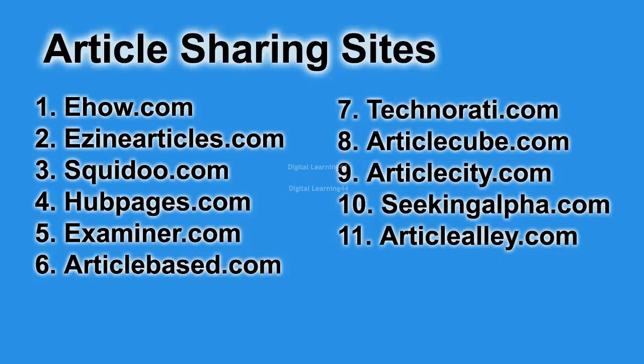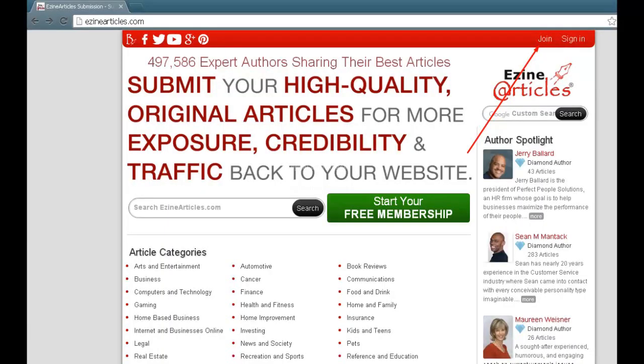Some of the popular article sharing websites are ehow.com, assignarticles.com, scudo.com, hubpages.com, examiner.com, articlebased.com, technorati.com, articlecube.com, articlecity.com, seekingalpha.com, articleally.com. Now guys, let's learn how to share an article on assignarticles.com.